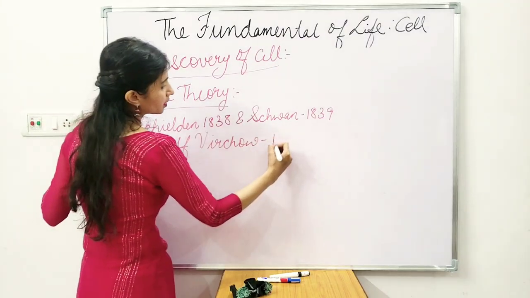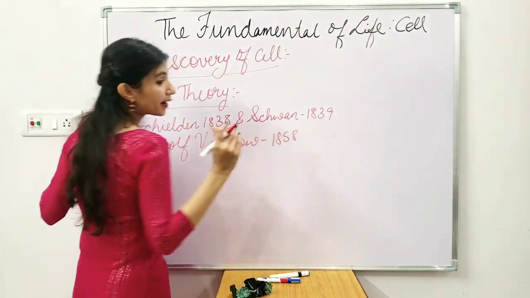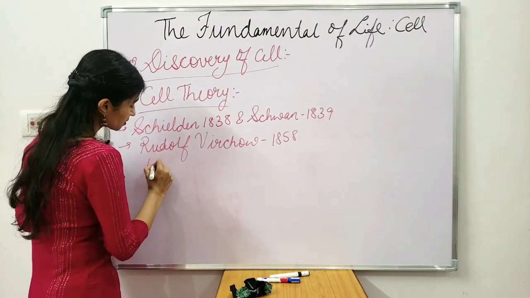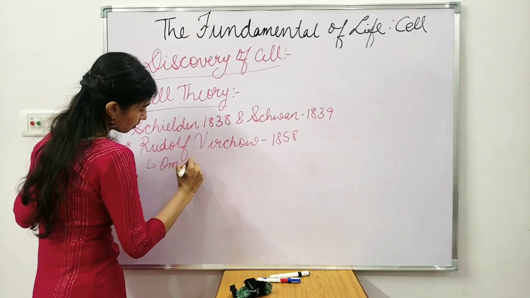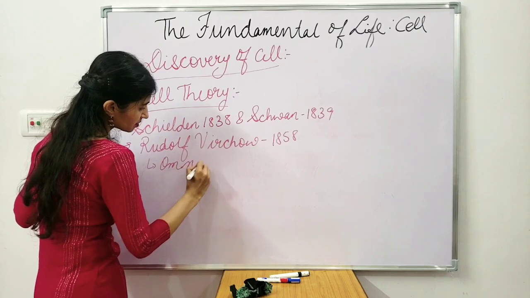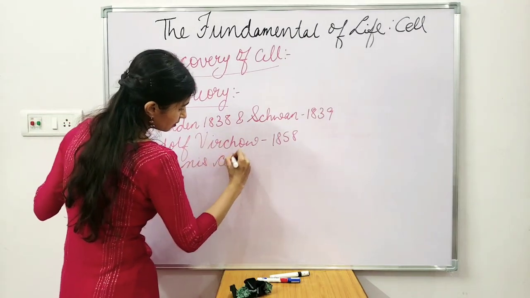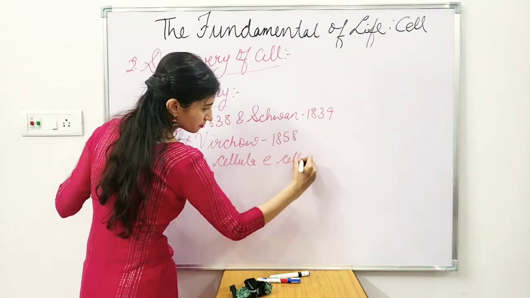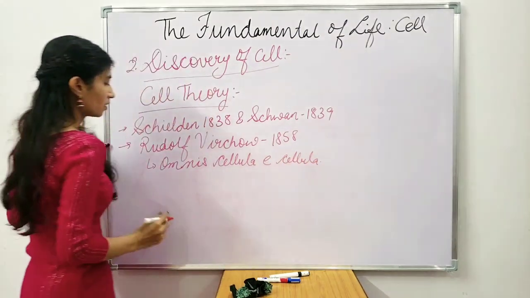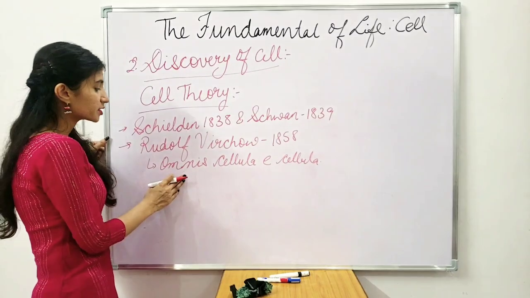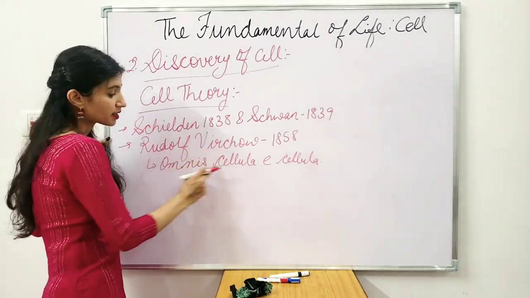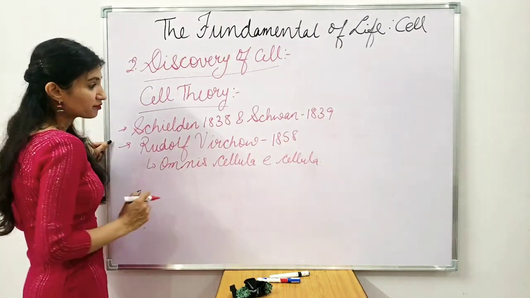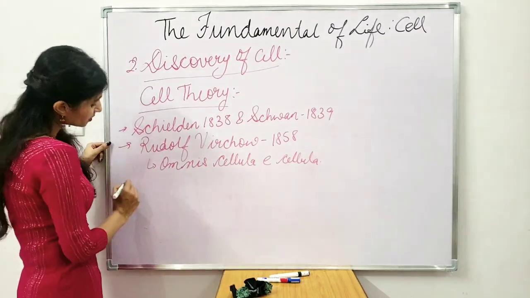This Rudolf Virchow, in the year 1858, added a sentence to the cell theory, and that sentence was omnis cellula e cellula. This was a whole sentence given by Rudolf Virchow, omnis cellula e cellula. I will discuss what this term is about, but before that, we need to discuss the cell theory. So what is the cell theory?